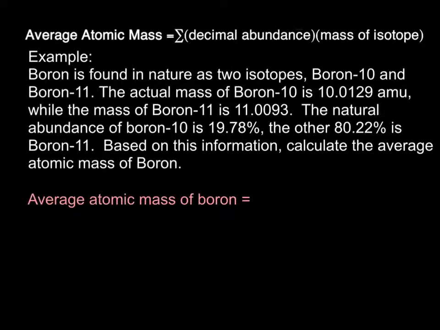Now, in order to calculate the average atomic mass, we take those two pieces of information and we calculate it like we calculate a weighted average. So we need the decimal abundance and the mass for each isotope.